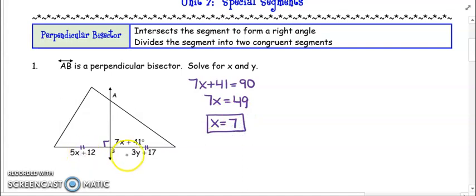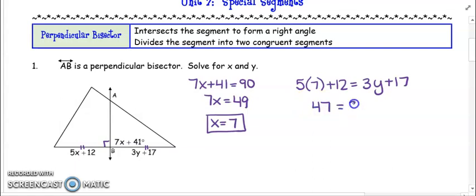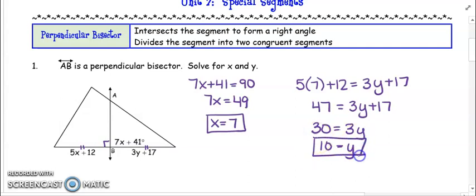Now I also know that these two little pieces are equal to each other. So 5x plus 12, I've already found the x though, so I'm going to plug that in. 5 times 7 plus 12 is going to be equal to 3y plus 17. Well, 5 times 7 is 35. 35 and 12 give me 47 is equal to 3y plus 17. I'll subtract the 17. That's going to give me 30 is equal to 3y. And when I divide by 3, I've got y to be equal to 10.